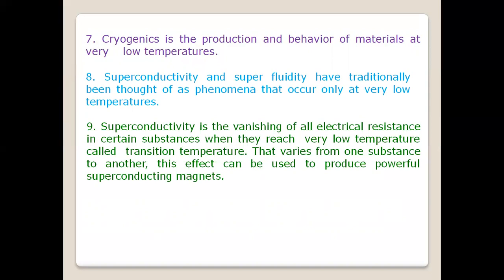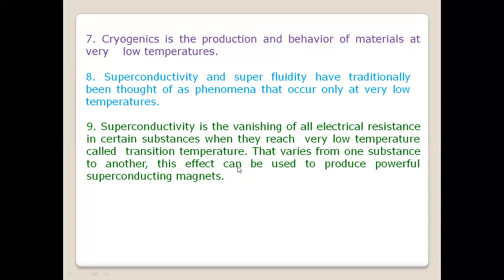We know the formula for heat energy liberated: Q is equal to I squared R t. When the resistance R increases, the heat energy Q also increases. So at such very low temperatures, the electrical resistance is zero, which means the heat liberated in such materials is zero. It is nothing but we get far fewer problems in the conduction of electricity.